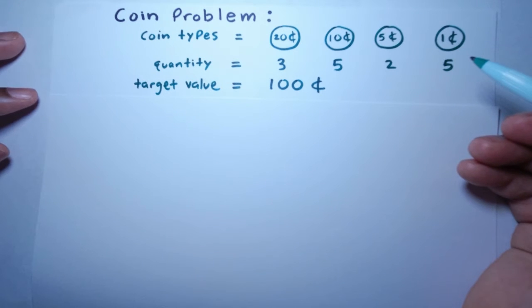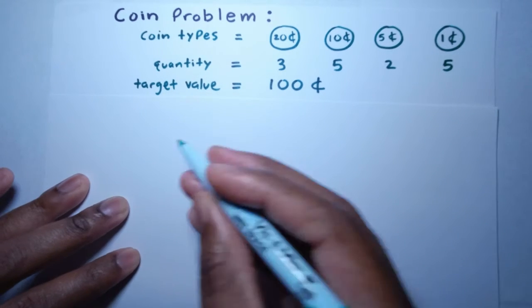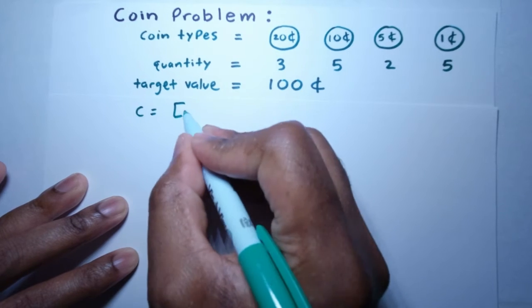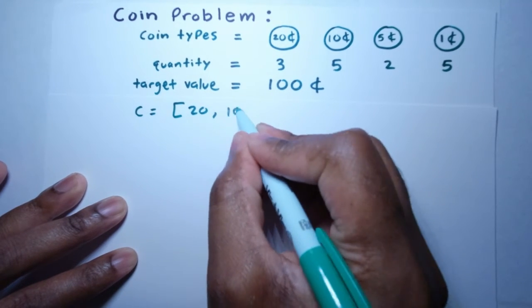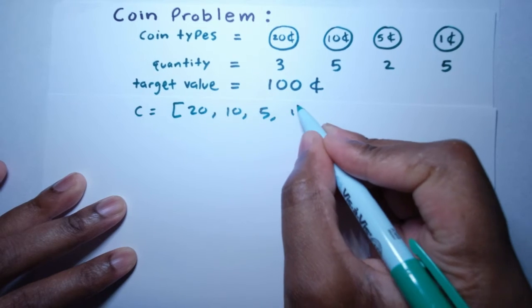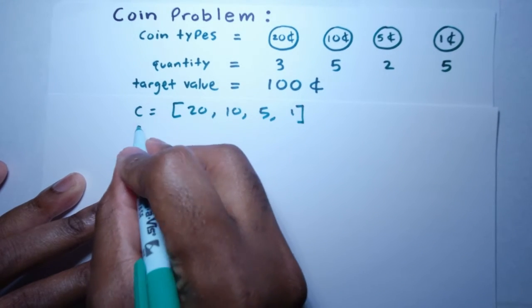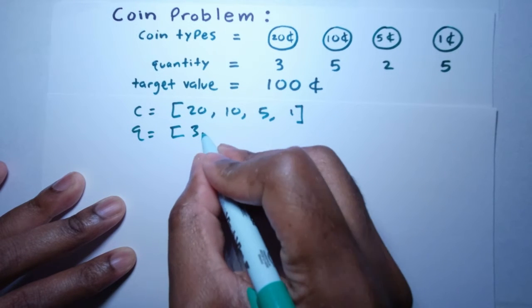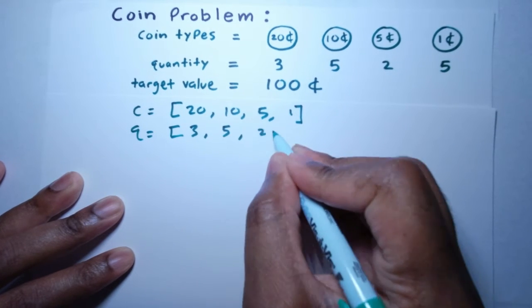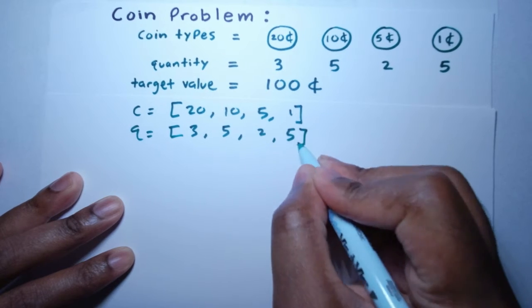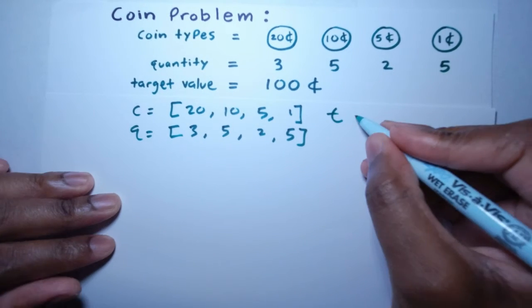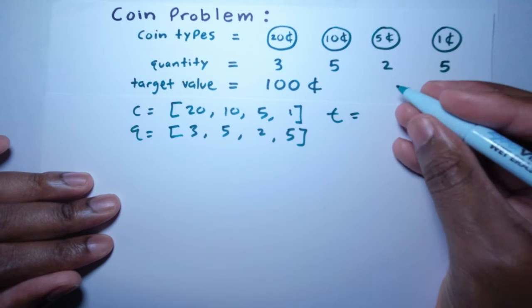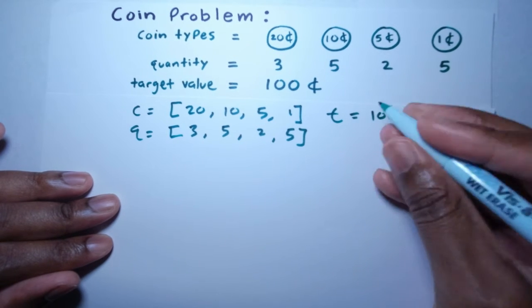Let's start off by defining the input. So we'll let C equal the coin types. For our problem, we have the coin types of 20, 10, 5, and 1 cent. And then we'll let Q represent the quantity. And for this, we have 3, 5, 2, and 5. Also, we have T, and T is our target. That will be 100 cents.